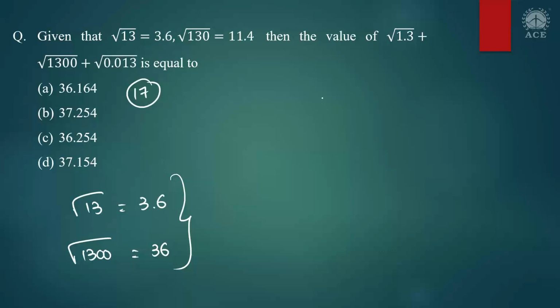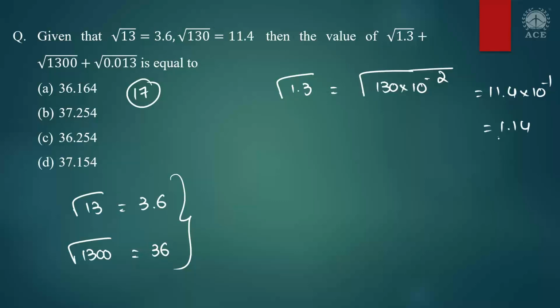The problem is with 0.013 and 1.3. So how to handle root 1.3? I can put this as 130 into 10 power minus 2. Root 130 is 11.4, and 10 power minus 2 means 10 power minus 1. It is 1.14.